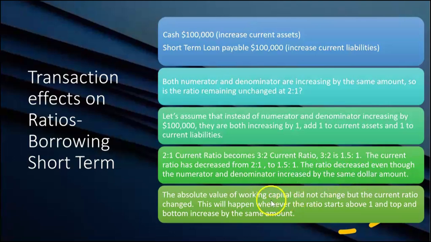The ratio decreased even though the numerator and denominator increased by the same dollar amount. The absolute value of working capital did not change. The dollar amount of working capital doesn't change, but the current ratio changed. This will happen whenever the ratio starts above 1 and the top and bottom increase by the same amount.